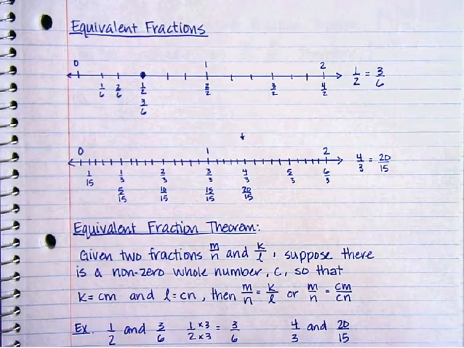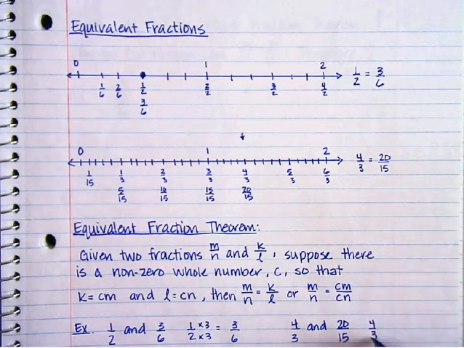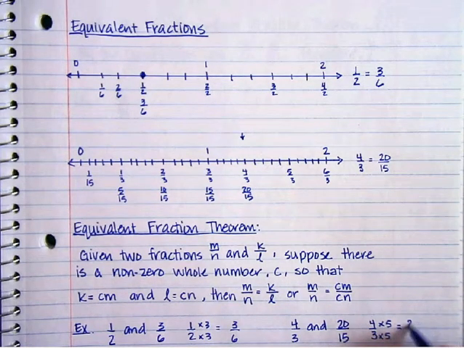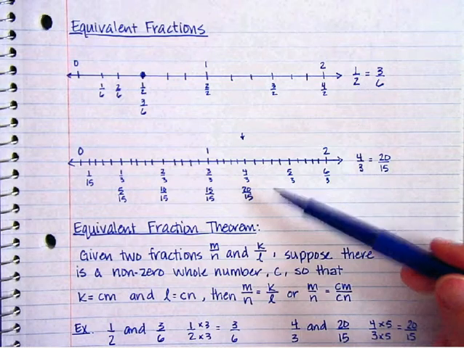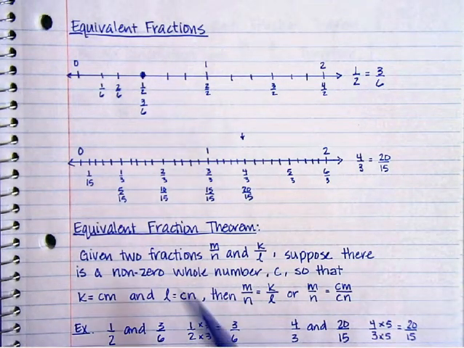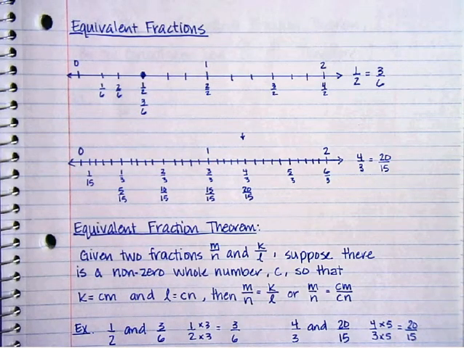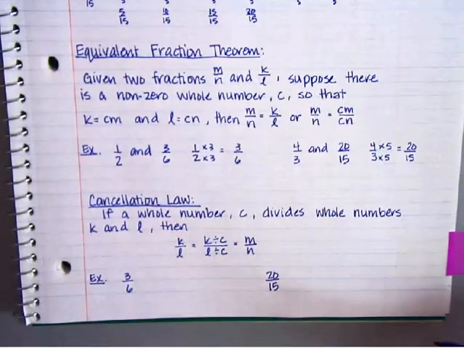All right, let's take a look at 4/3. If we start with 4/3, my constant that I'm multiplying by, in this case, is 5. So if I multiply the top and the bottom by 5, then I get 20 over 15. Notice that when I partition, it's almost like division. Although I'm talking about multiplying here, I'm multiplying parts, which are division. So see how that relationship between multiplication and division unfolds. All right, so let's take a look at the converse of that, which is called the cancellation law.